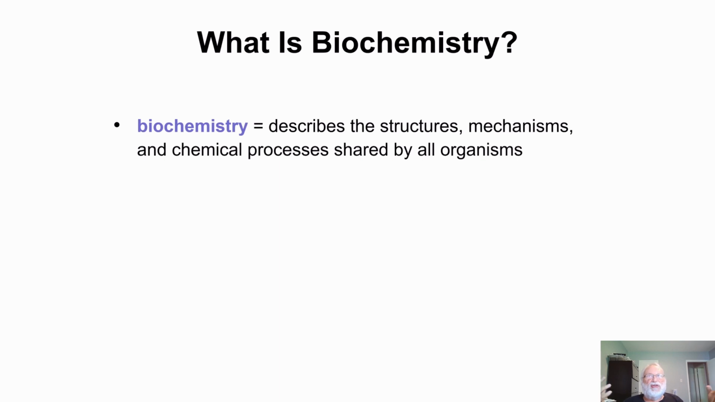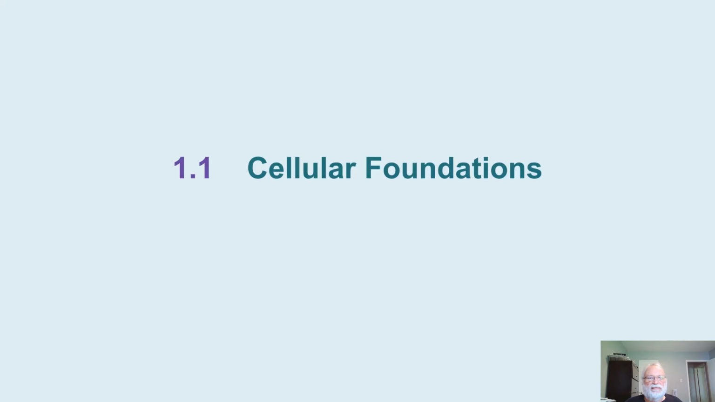Biochemistry describes the structures, mechanisms, and chemical processes shared by all organisms. One of the good things about biochemistry is that generally it's the same no matter what the organism is. There might be some modifications for how that organism lives and survives, but they're just tweaks or modifications of the standard process.